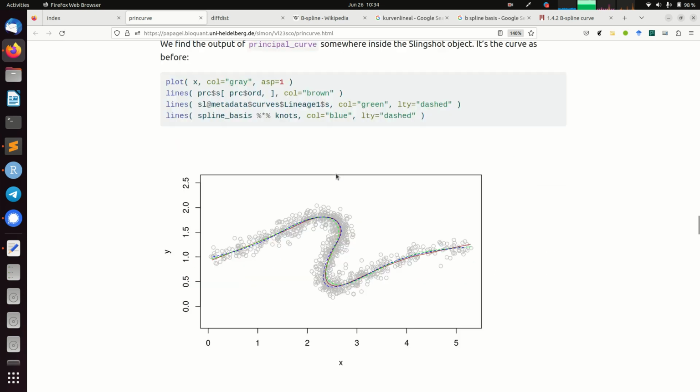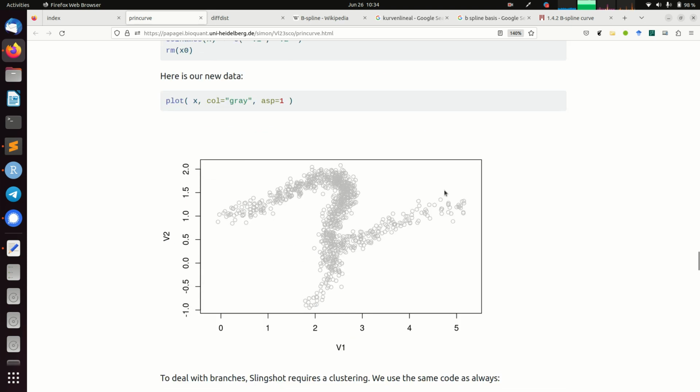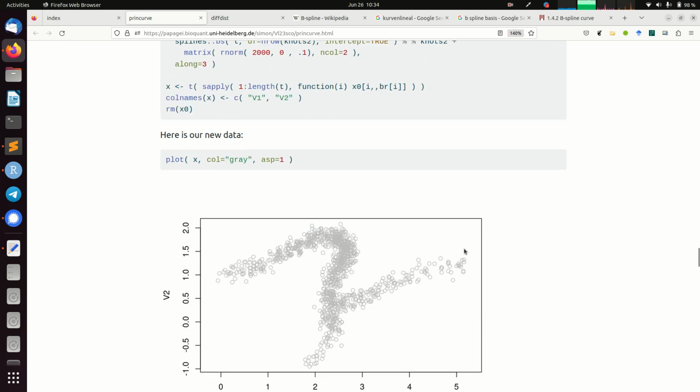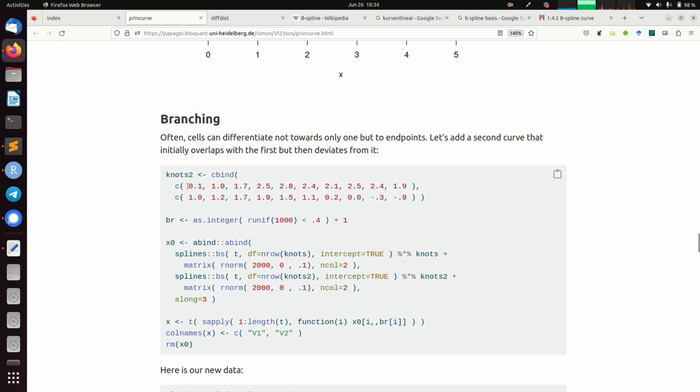So, what you often have in practice, however, is branch structures like this one here. You see, I made a second curve, and then I put the two curves on top of each other, and now each point either lies on this curve or on that curve. Initially the curves lie together, and then they differentiate. I did this by just making the first 7 knots the same between both curves, and the last 4 knots different.